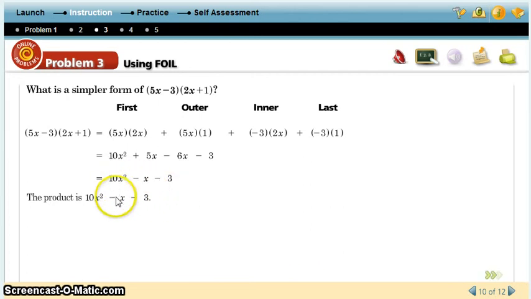Now basically if you just notice they're just distributing. You multiply 5x times 2x, those are your first terms. And then you multiply 5x times 1, which are your outer terms. So basically you're distributing 5x throughout that parenthesis. And then you do the same thing with negative 3 times 2x, those are the inner terms, and then negative 3 times 1, which those are your last terms. So you're just distributing and then completing your multiplication to simplify each one of those, and then obviously collect your like terms.